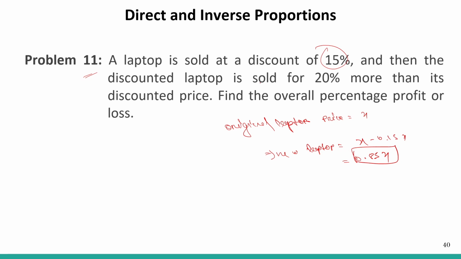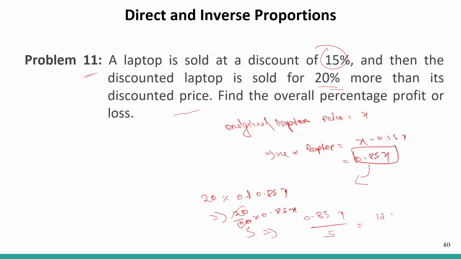Okay. So then the discounted laptop is sold for 20% more than its discounted price. Okay. So what the shopkeeper does is he sells it at a 20% hike on the discounted price. So 20% of 0.85x. So this implies what? 20 by 100, right? Into 0.85x. So this implies that this is what? So 1 by 5, right? So 0.85x by 5.